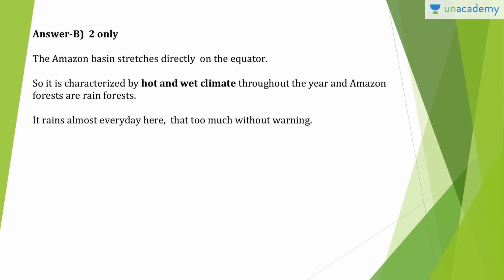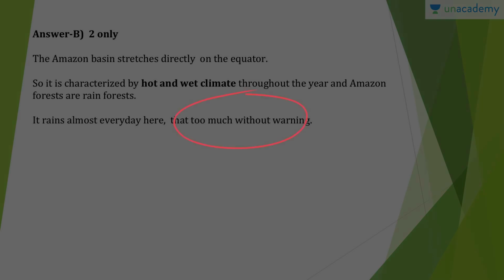First is wrong. The Amazon basin stretches directly on the equator, and since it is equatorial climate, it has to be characterized by a constant rain. Every day there is rain at 4 o'clock, and it is hot throughout the year, and Amazon forests are called the rainforests. So it rains almost every day here, and that too without warning. Like there is no warning as such.